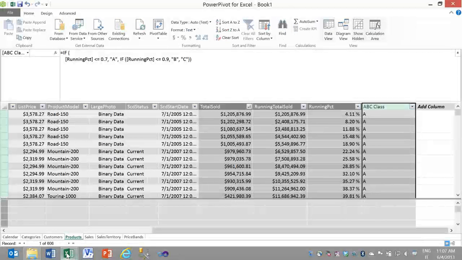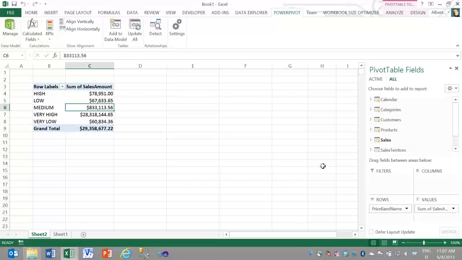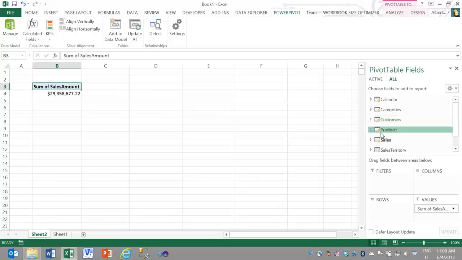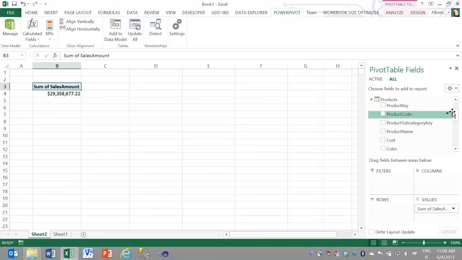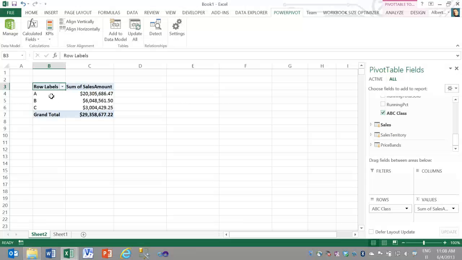and once it's done, we go back to Excel, we remove the price band name, and on the product table, we have our ABC class. Put the ABC class here, it's a column, it can be used to slice whatever you want. Again, the important part is that we somewhat simulated ETL using calculated columns and computing complex expressions inside the DAX code.